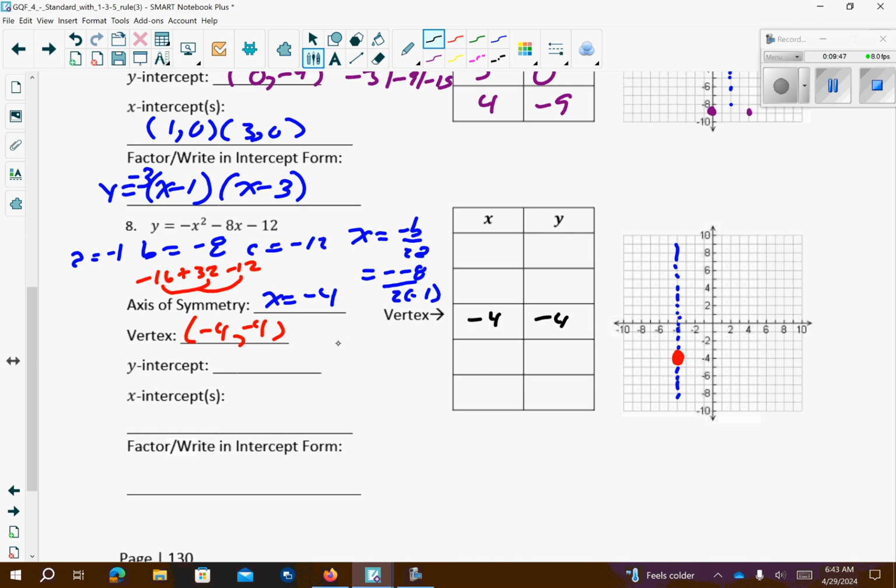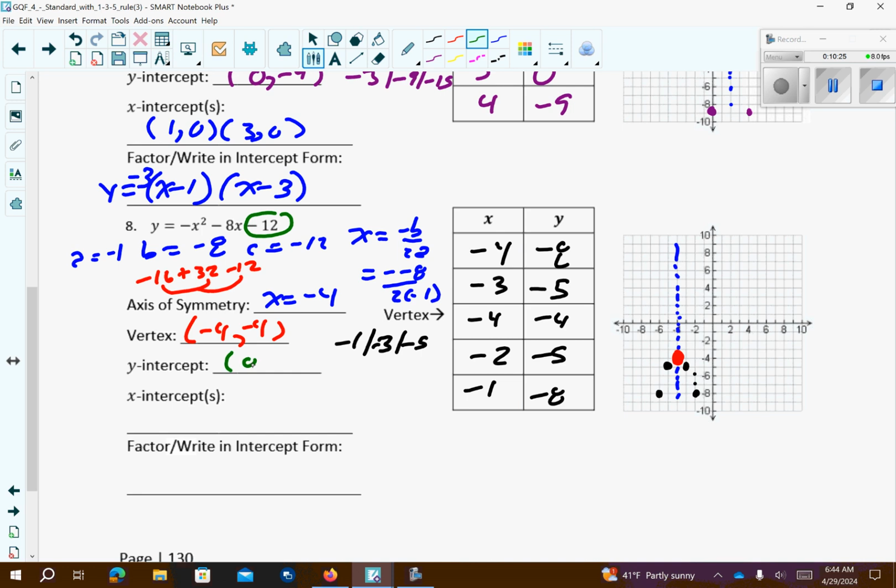Our pattern graph is going to be negative 1, negative 3, negative 5. So I'm going to go right 1, down 1, left 1, down 1, right 1, down 3, left 1, down 3. So we do know those values. So I get negative 3, negative 2, and that happens at negative 5 and negative 5. And then I get negative 4 and negative 1. So that happens at negative 8, negative 8. The y-intercept, I can't really see from graphing, but remember it's 0, c, so it's 0, negative 12.